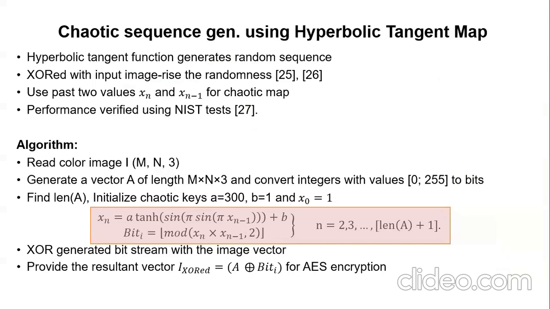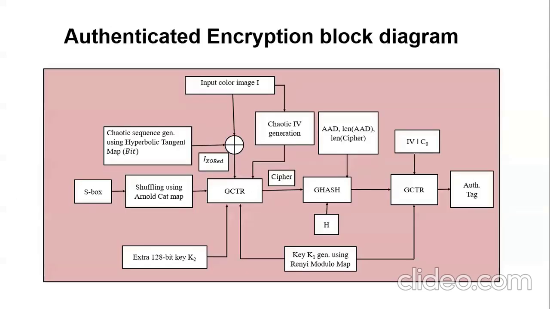The chaotic sequence will be generated using hyperbolic tangent map, and this random sequence will be XORed with the input image to increase the randomness. The algorithm includes the reading of color image, generating the vector, converting the values to bits, initializing the chaotic keys, and applying hyperbolic tangent map to generate the random bit stream, which will be XORed with the input image. So the final block diagram of authenticated encryption is shown over here.